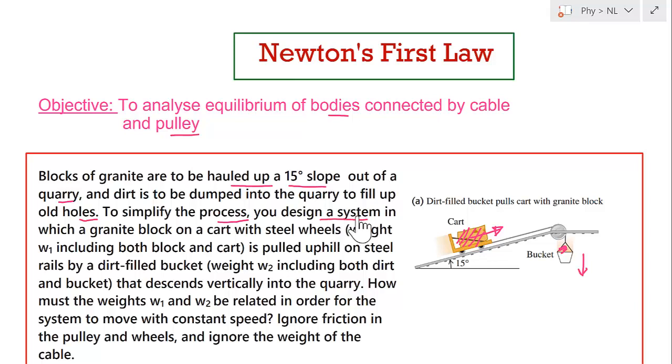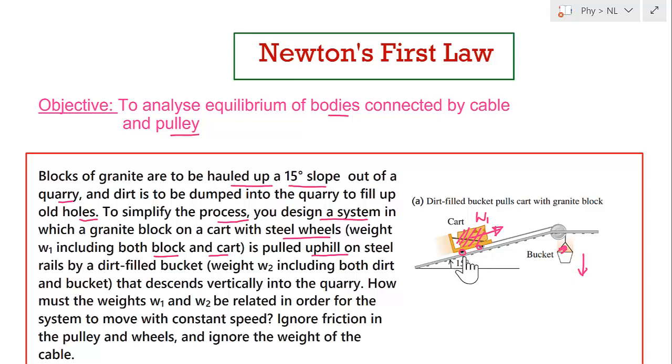You design a system in which a granite block on a cart with steel wheels, weight W1 including both cart and block. So the weight of cart and block is given, and it is on steel rails also. All this has a weight of W1. The wheels are steel wheels, and the weight of cart plus wheels plus granite block all comes out to be W1.